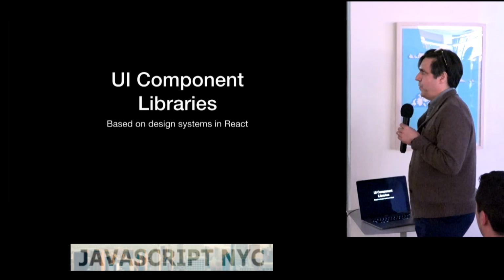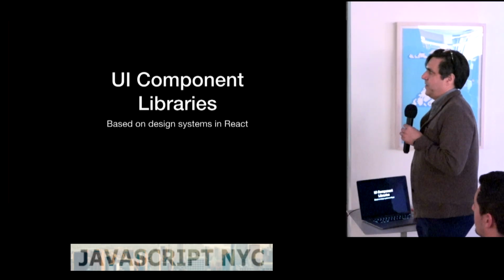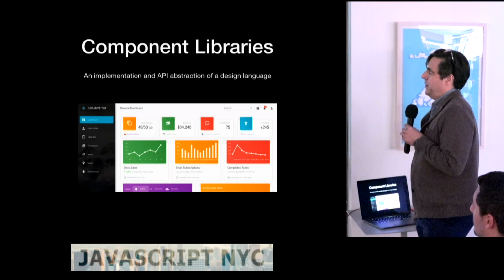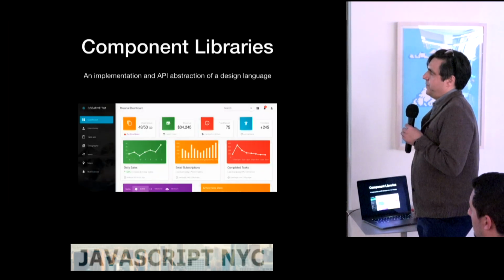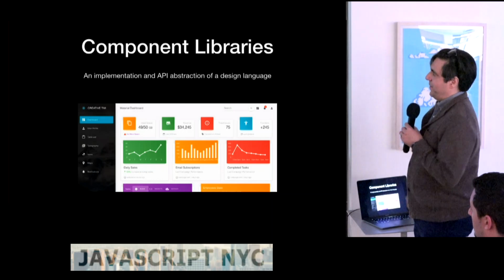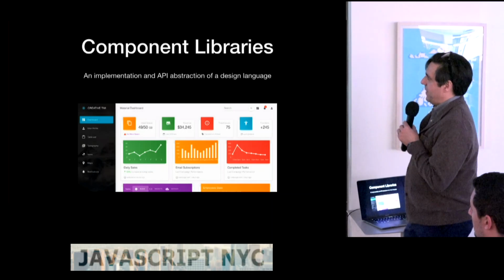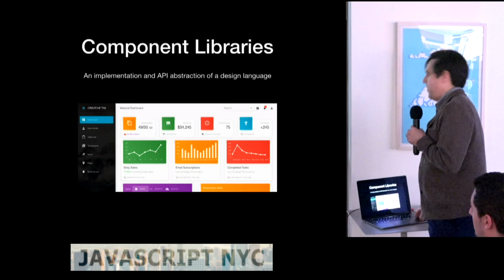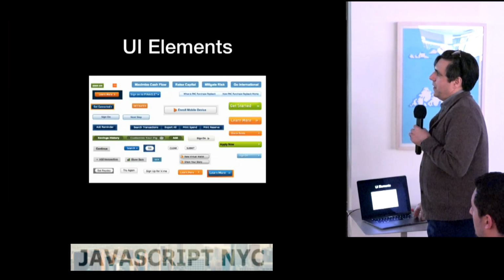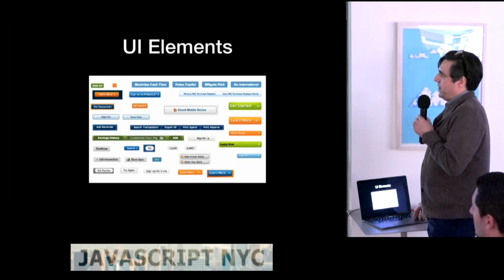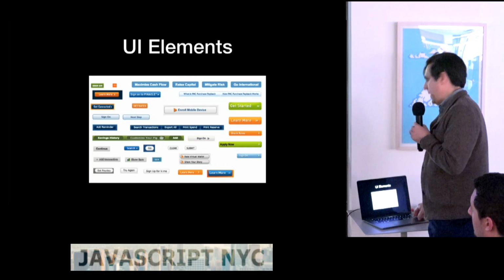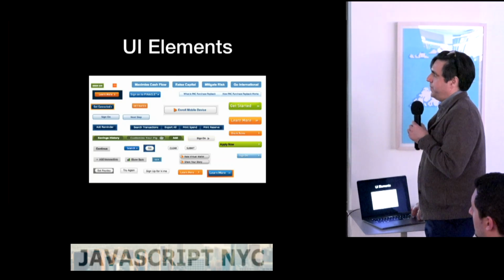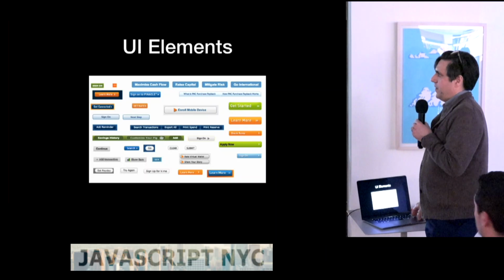Called Material UI, but it's based on the Material design system. So the Wikipedia definition is an implementation of an API and abstraction of a design language. So here is a typical catalog of components that you would see across maybe a company or business. So it could be a lot of variation.